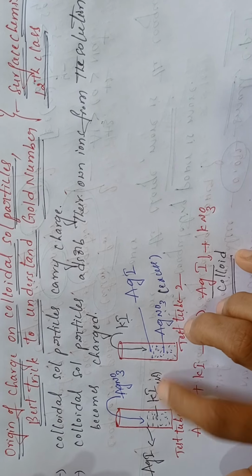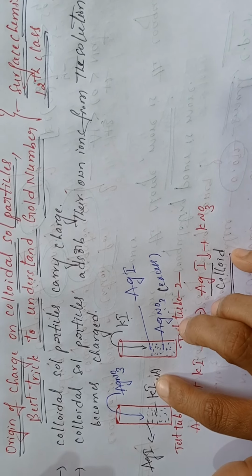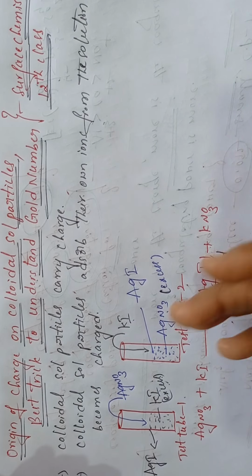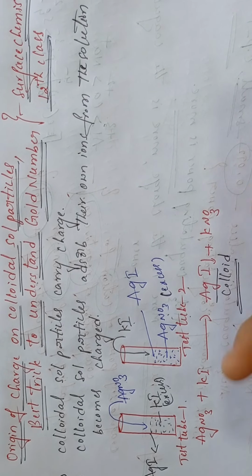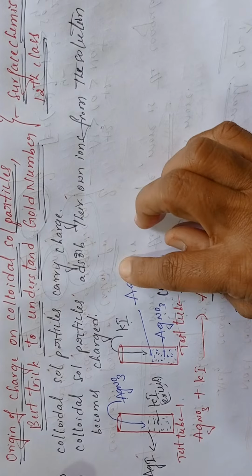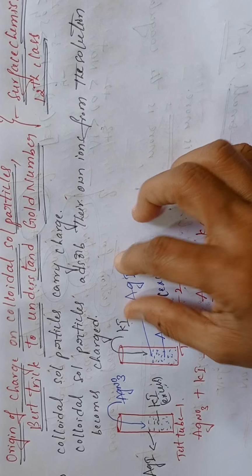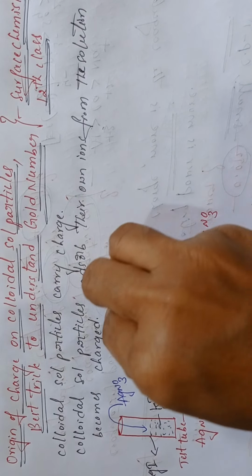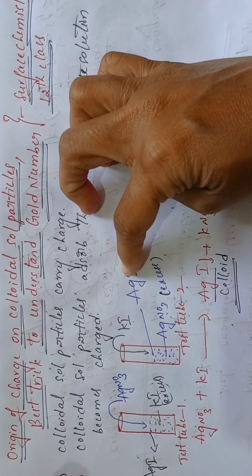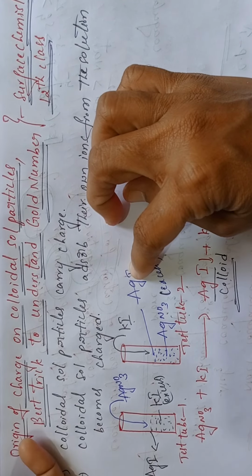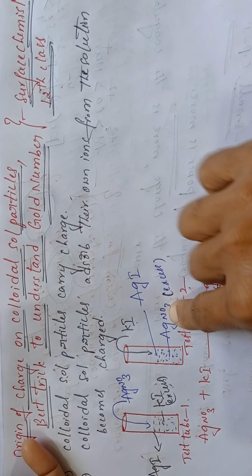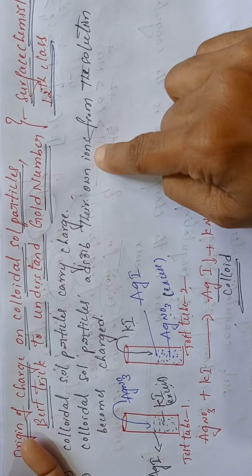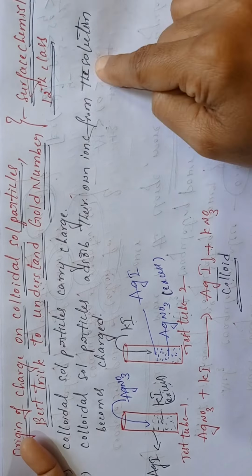Iodide, the I minus ion, is the common ion. Next, silver iodide is a colloid. What is the excess solution here? Silver nitrate. So this silver iodide colloid absorbs the common ion from the excess solution. It absorbs its own ions from the solution.